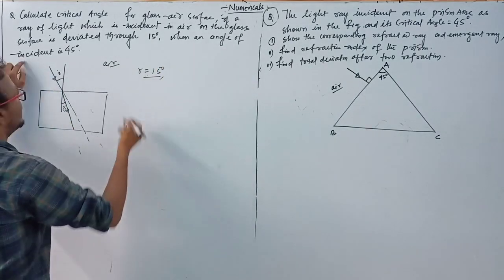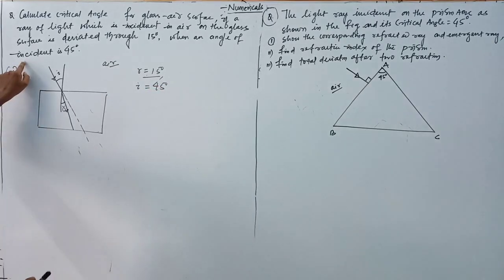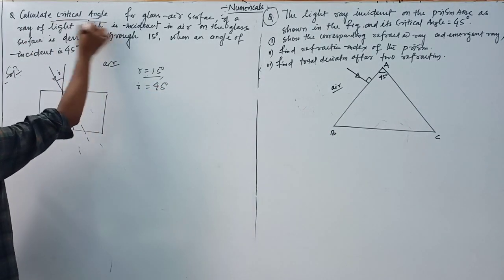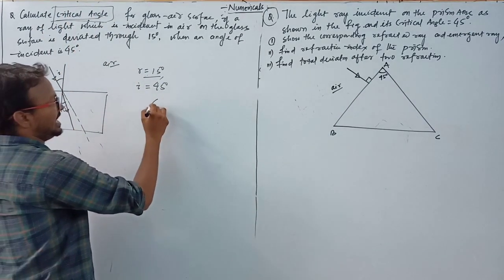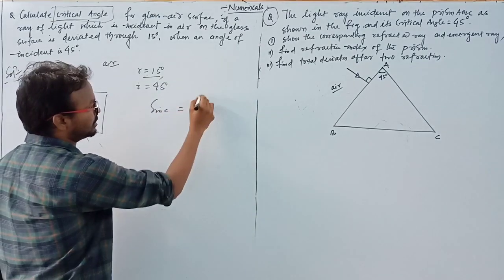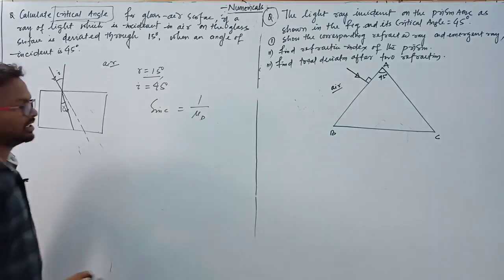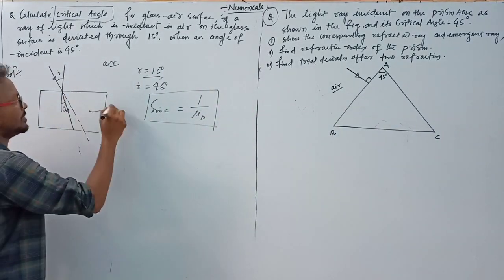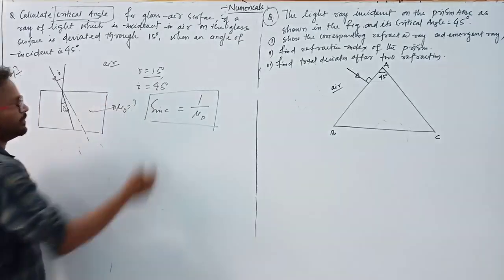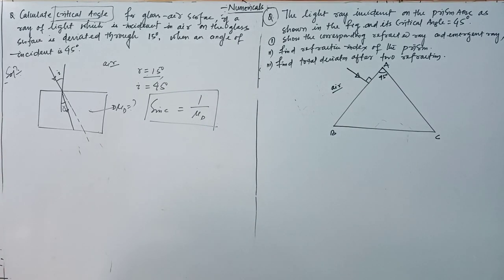Then the angle of incidence is already given, I equal to 45 degrees. So we have to calculate the critical angle. What is the critical angle? We already know that sin C equals 1 by the refractive index of the denser medium. This is the denser medium, and we have to use this formula. So what is the refractive index of this medium? First we have to calculate the refractive index of this medium. Clear? Okay, now we have to solve here.